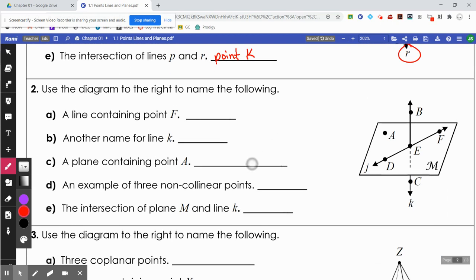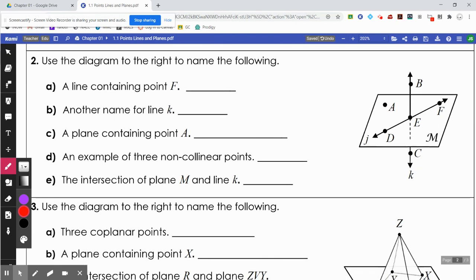Number 2, use the diagram at the right to answer the following. A line containing point F. So here's point F. So the line containing it is right here. So that would be line DEF, again, any 2 points. Another name for line K. Here is line K that goes up and down through this plane. We'll call that line BC, EC, BE, doesn't matter. So we'll call it BC.